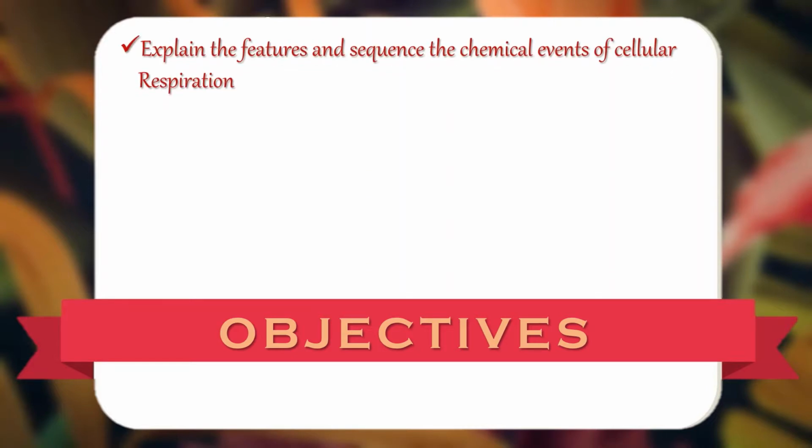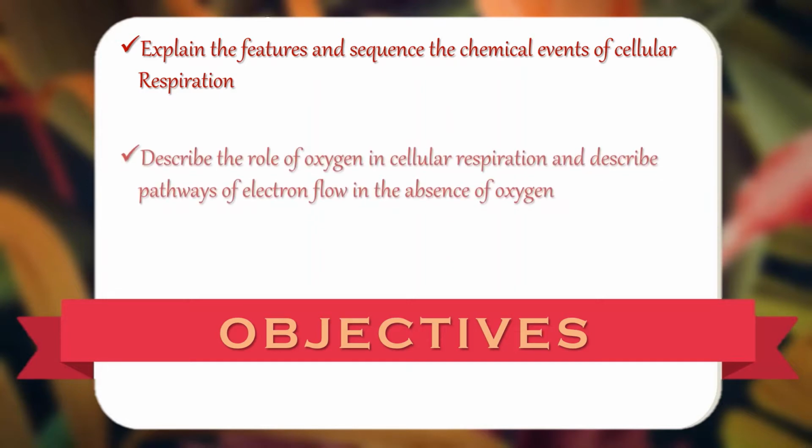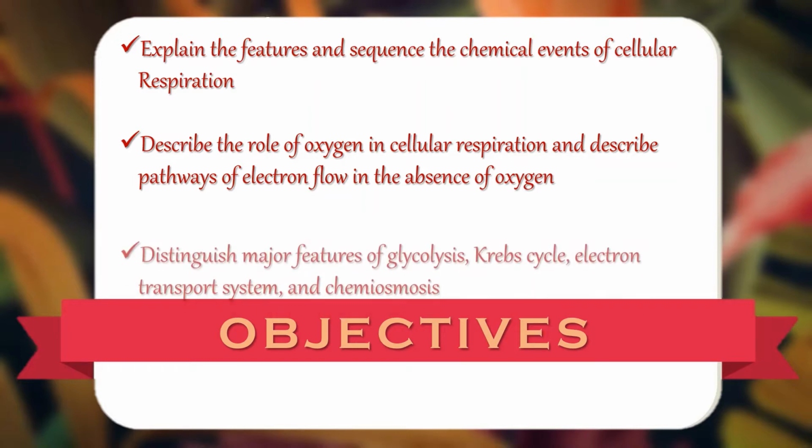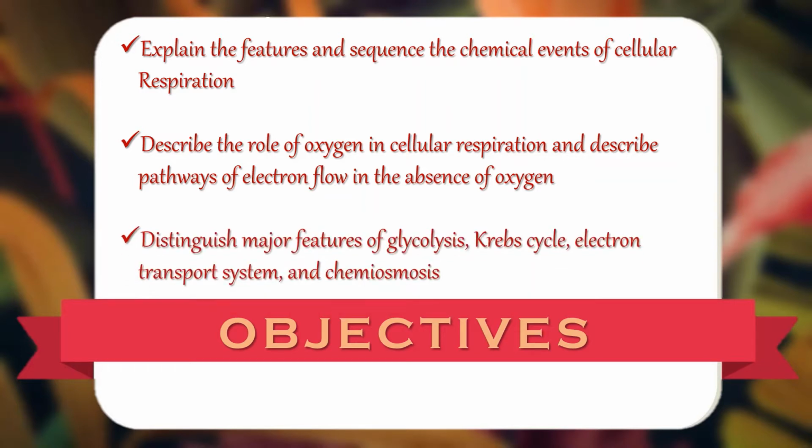Our objectives for today's lesson. First, explain the features and sequence the chemical events of cellular respiration. Next, describe the role of oxygen in cellular respiration and describe pathways of electron flow in the absence of oxygen. And last, distinguish major features of glycolysis, Krebs cycle, electron transport system, and chemiosmosis.